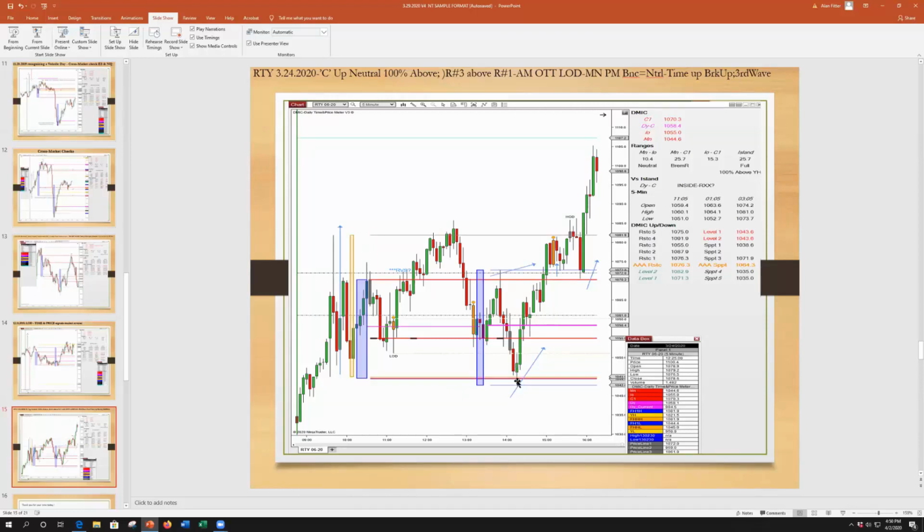So here we have the low of the R1 and the low of the R3. And the market bounced here and it went back up to the high of the daily matrix island combination, and we expected that.